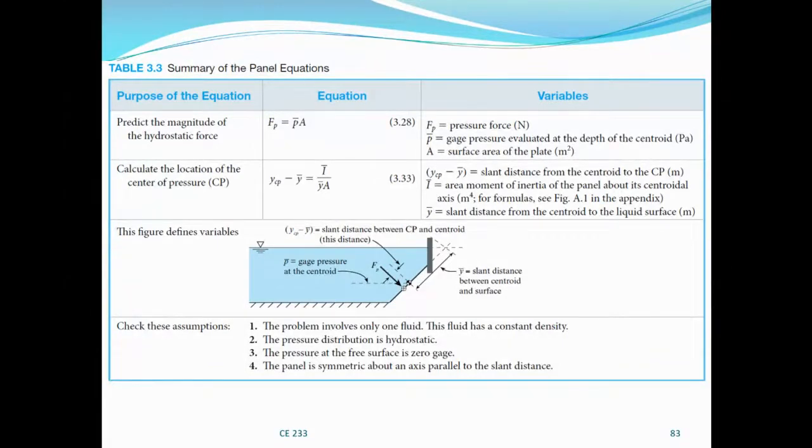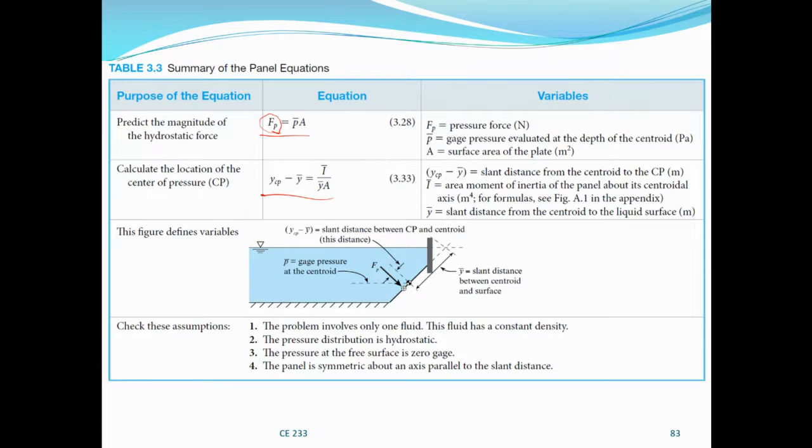Now, summary of the panel equations. First, we have shown that the hydrostatic force acting on a panel immersed in water is given by the pressure acting at the centroid and the area. This pressure is evaluated at the depth of the centroid, multiplied by the area. And then there is the application of the center of pressure, which is the point of application of F, the hydrostatic force.